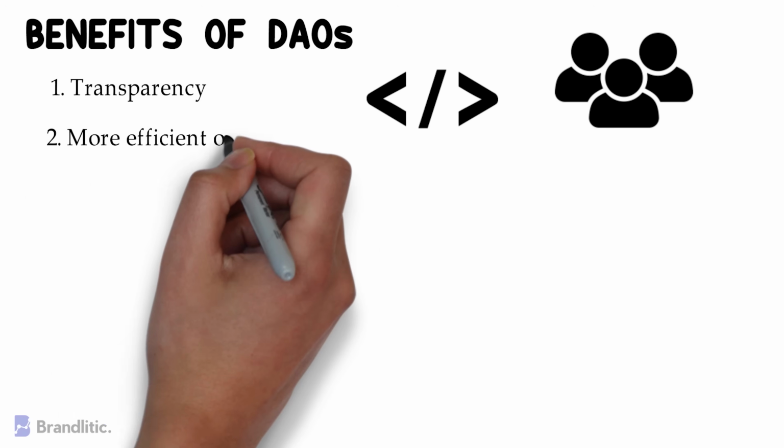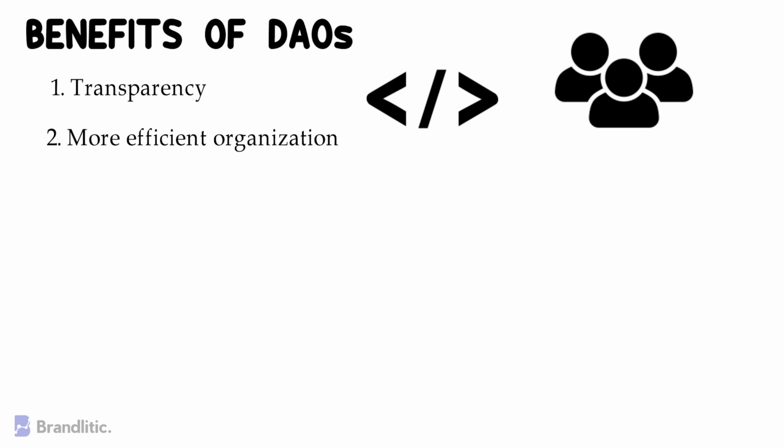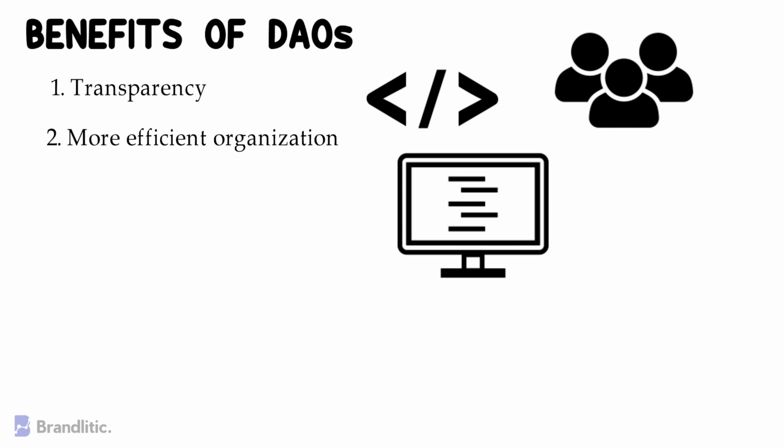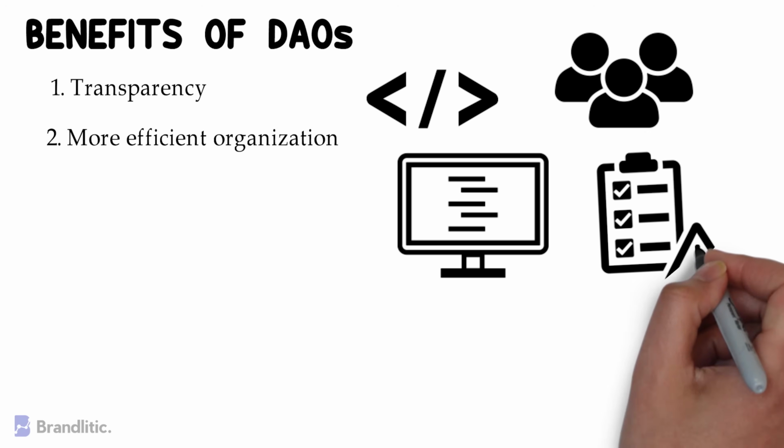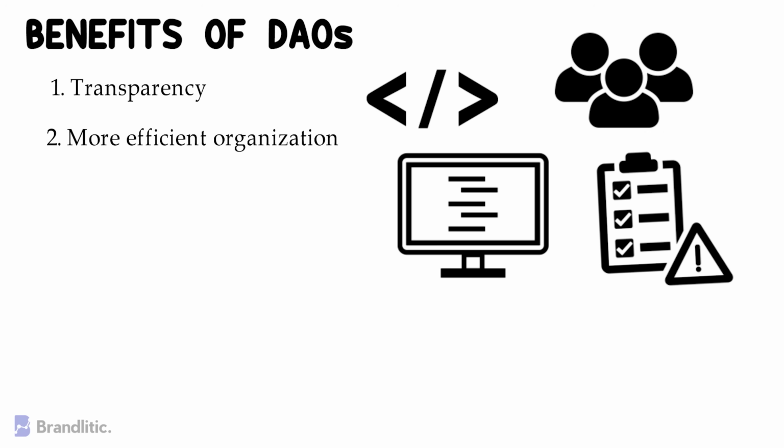Number 2, more efficient organization. That is, instead of using a central trusted third party to execute operations on the network, DAOs use predefined codes and conditions to automatically carry out these contracts. This eliminates many of the cost and security risks that come with relying on a third party.